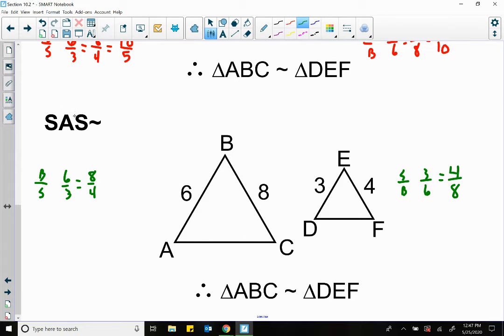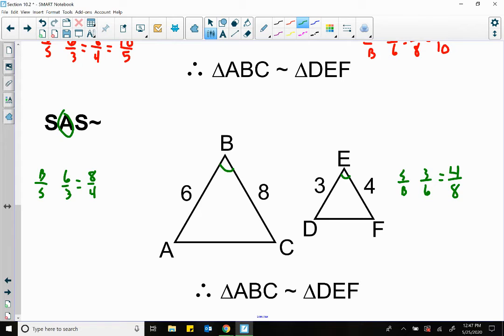But you also have the angle, and this is what we call the included angle. This is the angle between the two sides. Or in other words, these two sides form that angle. So we want to also make sure that this angle right here, for us angle B and angle E, is also congruent. So as long as these two sides are proportional and the corresponding angle between them is congruent, you have side angle side similarity.